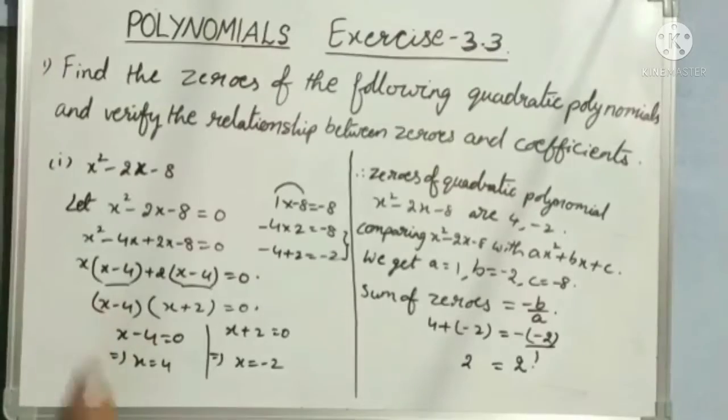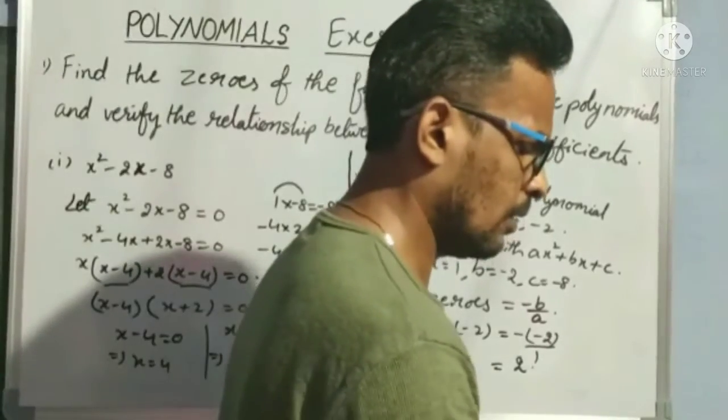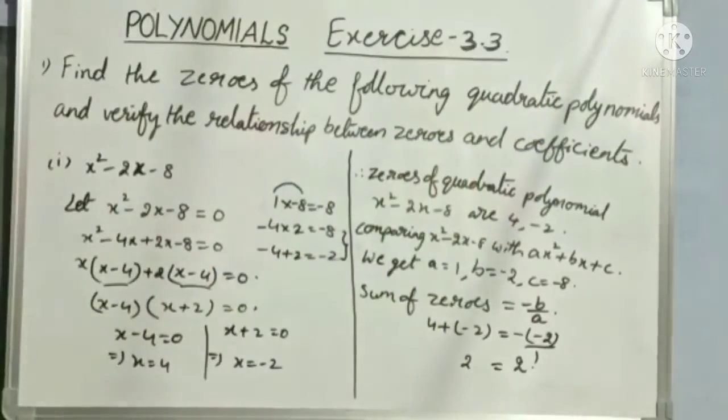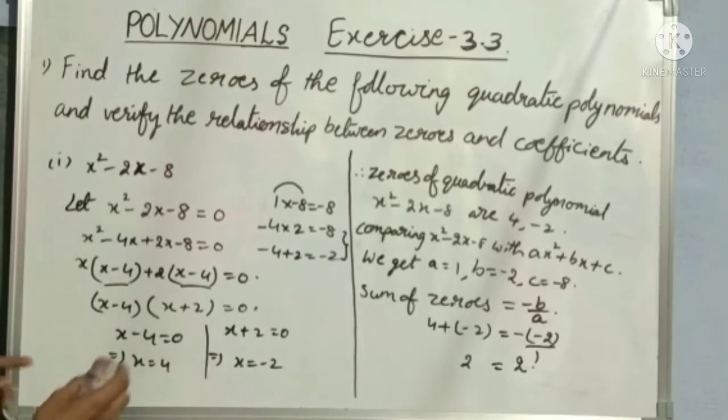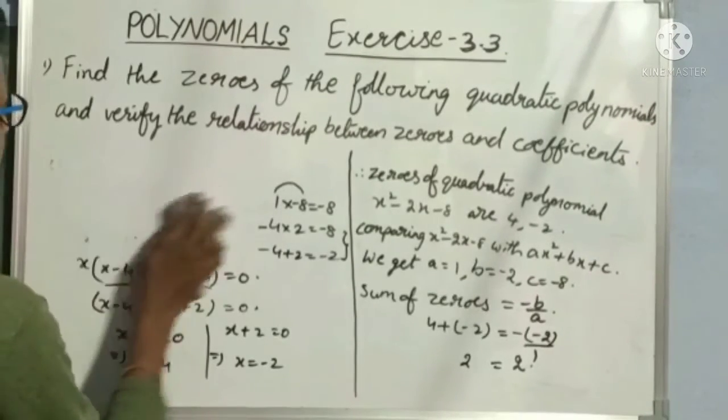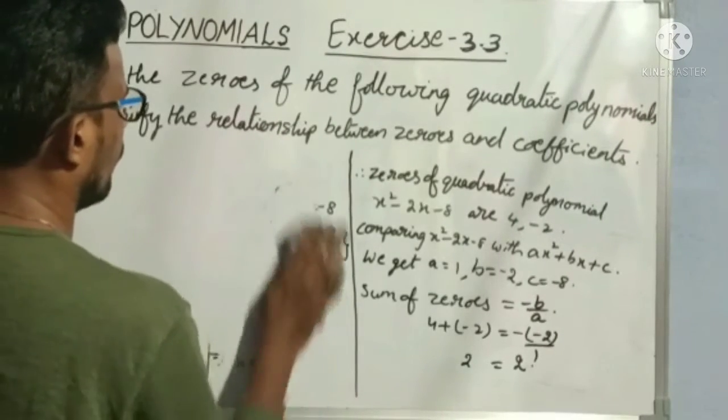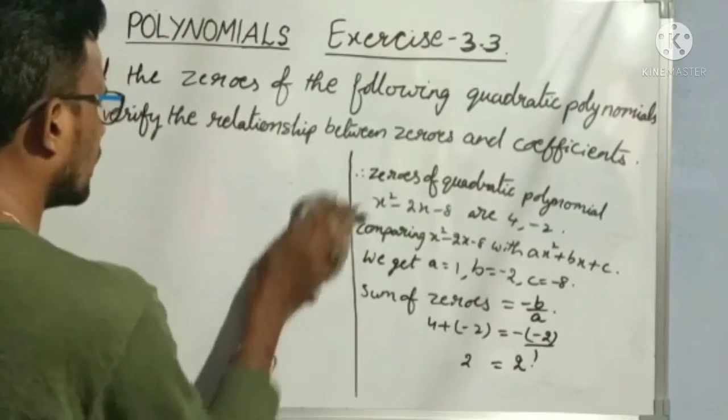Now we want the product of zeros. Next, shall I erase this side? Okay. Thank you. So let us see the product of zeros now.